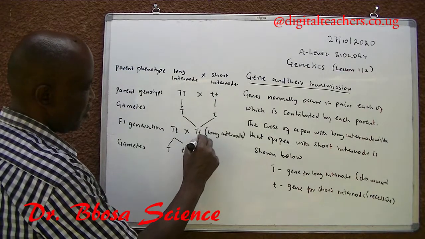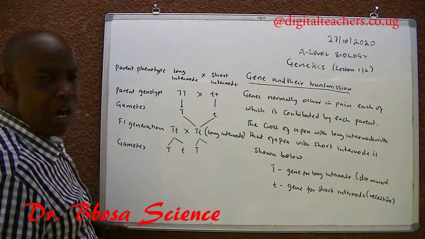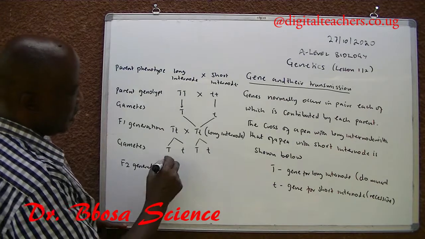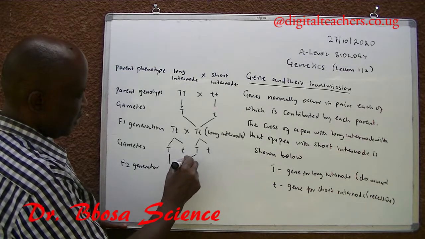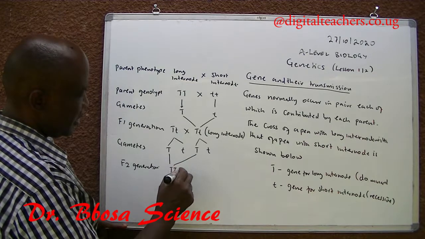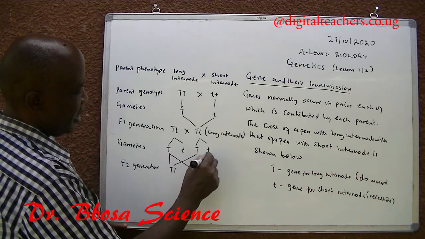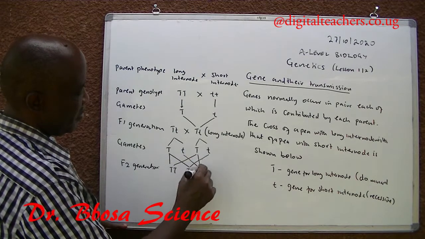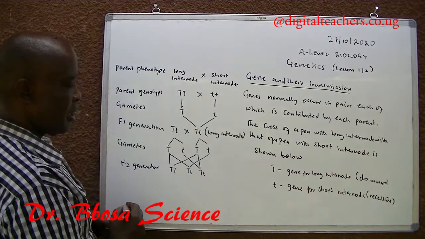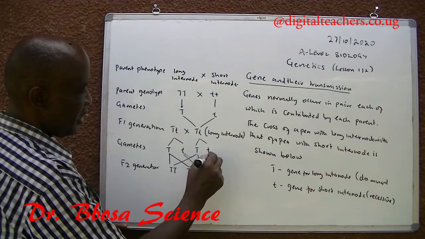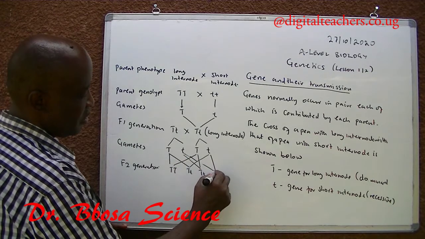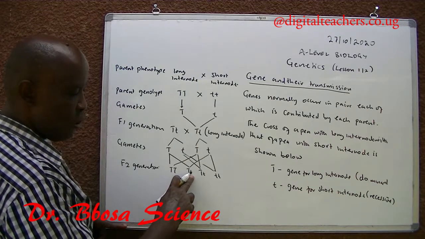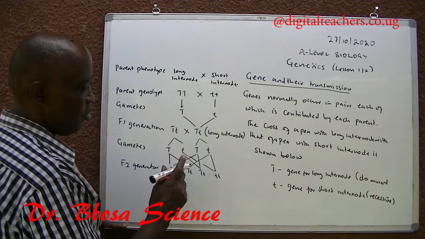Even from this one, you produce gametes, half of which is capital T, half of which is small t. At fertilization, this one will meet with this one, producing capital T, capital T. This one may meet with this one, producing capital T, small t. This one may meet with this one, producing capital T, small t. Or this one may meet with this one, producing small t, small t. We say that a dominant trait will mask a recessive trait.